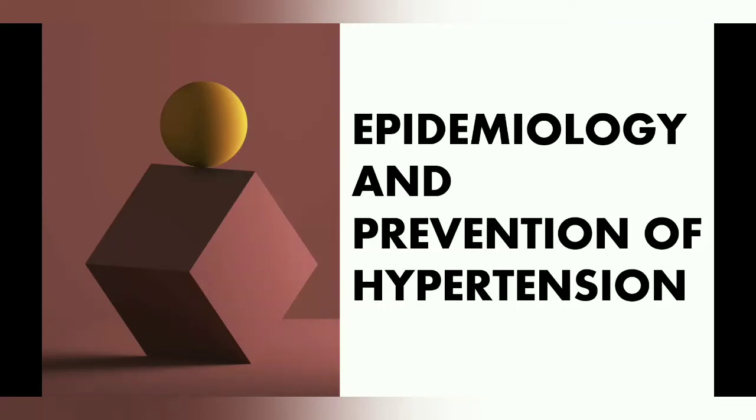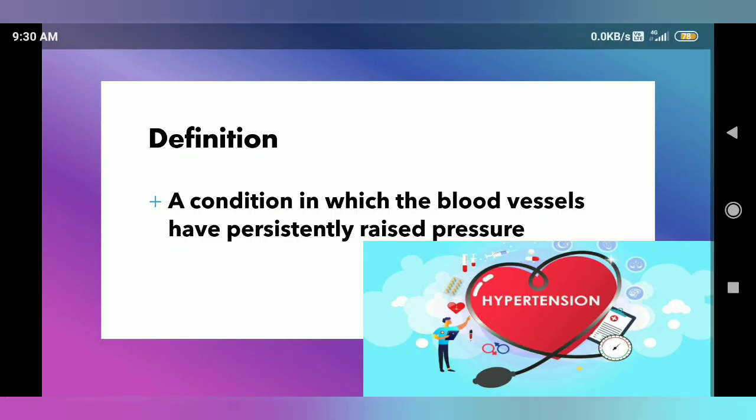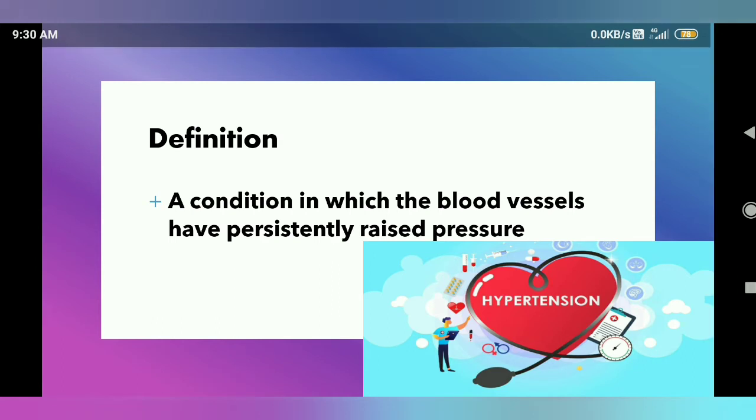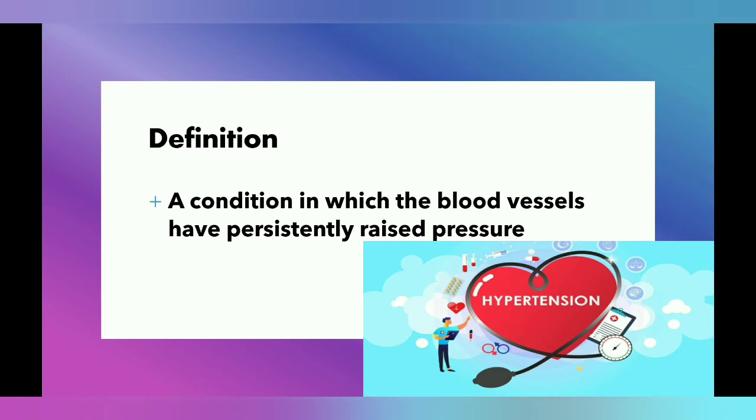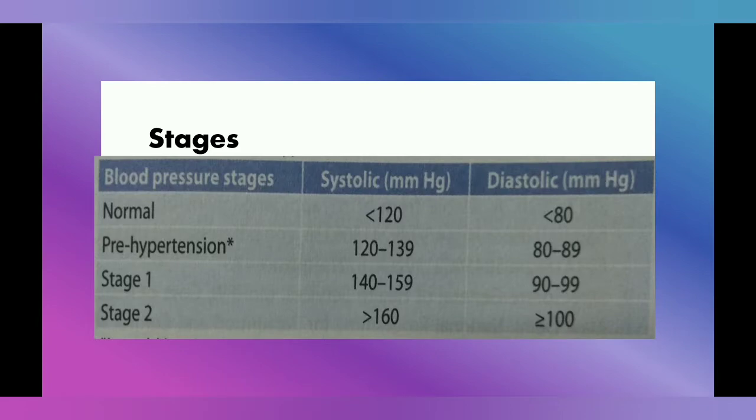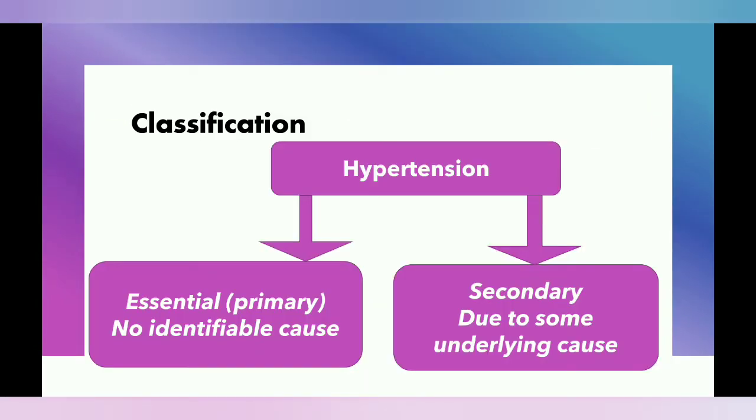Epidemiology and prevention of hypertension. Definition: hypertension is a condition in which the blood vessels have persistently raised pressure. The stages of hypertension: it can be of two stages. Stage 1 is 140 to 159 systolic, and stage 2 is greater than 160 systolic.